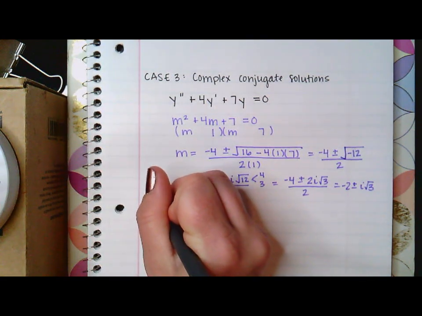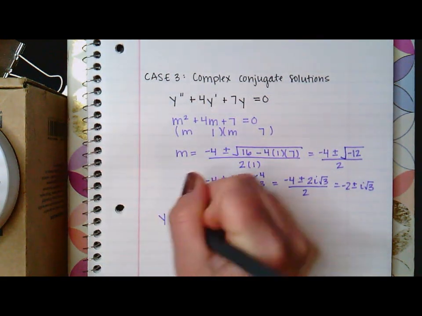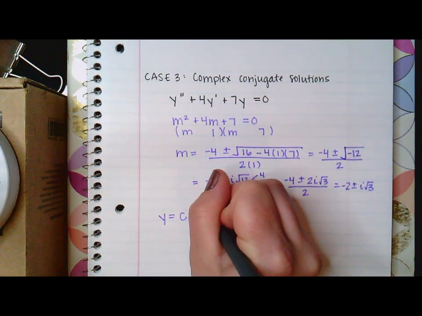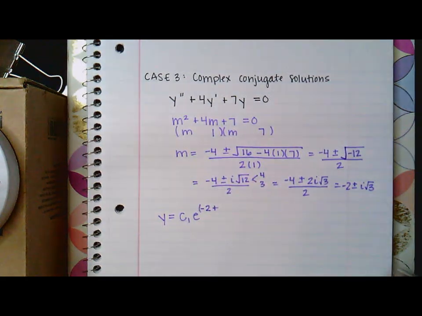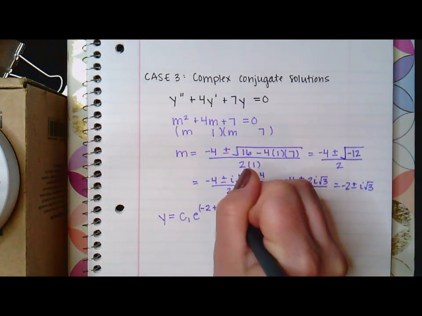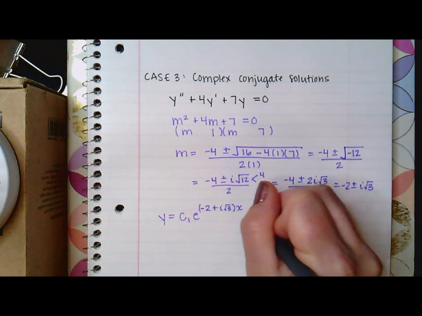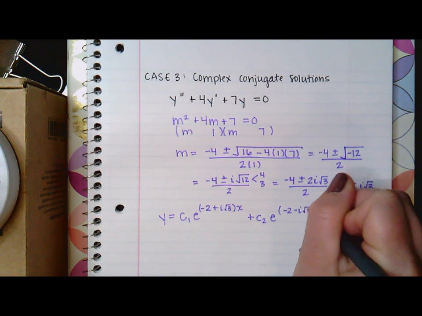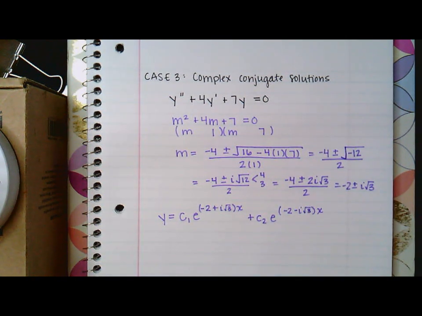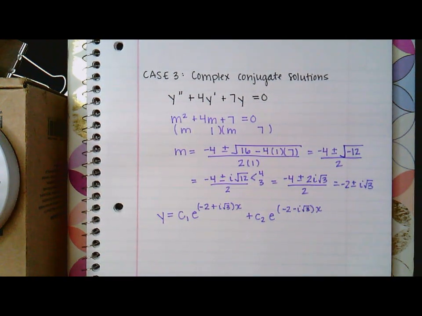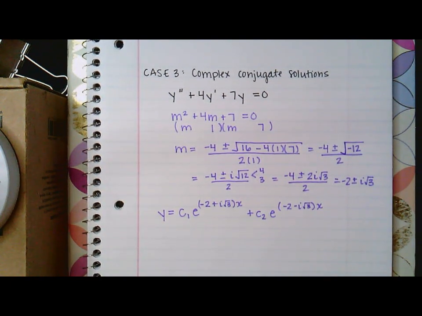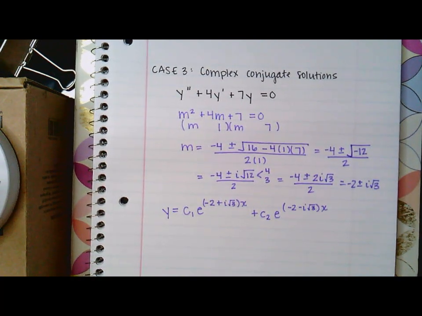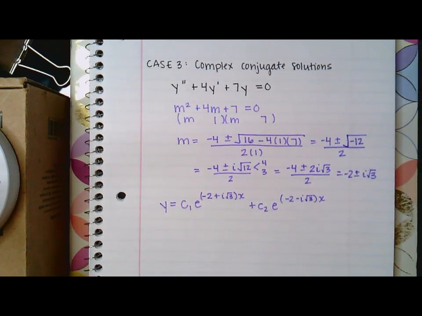What that then means is I could write my solution curve as two different things. So e to the negative 2 plus i root 3 x and e to the negative 2 minus i root 3 x. But we really want these in real solutions, and so Euler has come up with his own formula for his own number. Isn't that quaint and so nice? Okay, he has his own formula for his own number.